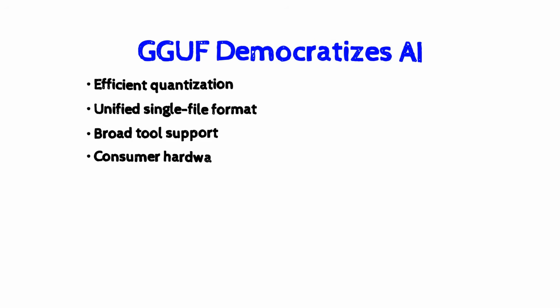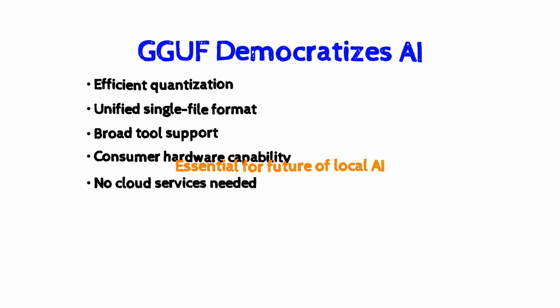GGUF represents a crucial innovation in making AI accessible to everyone. It combines efficient quantization, a unified format, and broad tool support to enable running powerful models on consumer hardware. Whether you're a developer, researcher, or enthusiast, GGUF gives you the power to experiment with state-of-the-art AI models locally. The democratization of AI means anyone with a decent computer can now run models like Llama, Mistral, and Qwen without needing cloud services. The ecosystem continues to grow and improve, making GGUF an essential technology for the future of local AI.